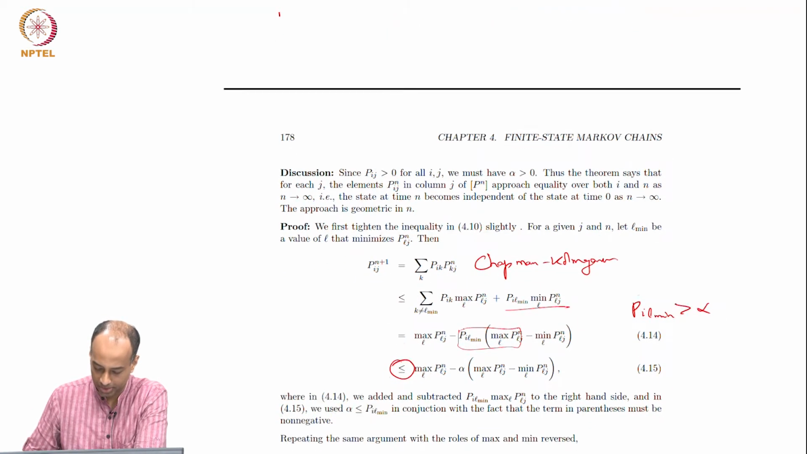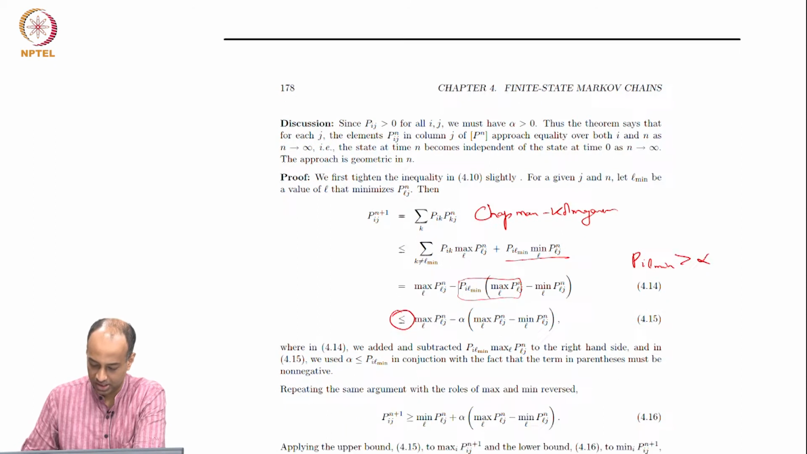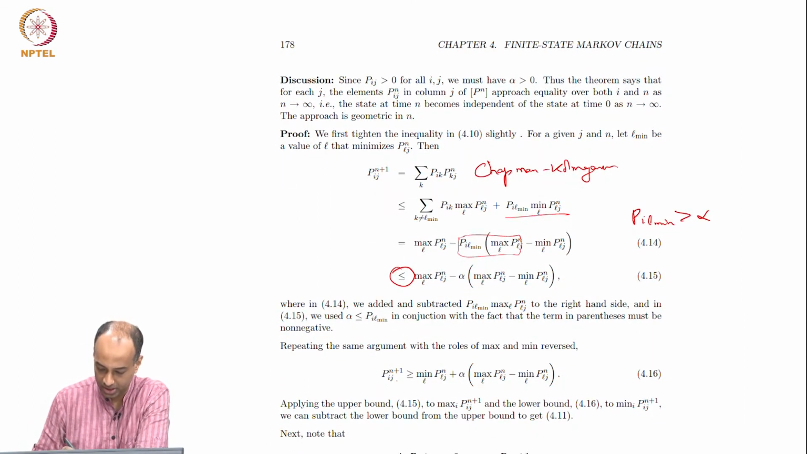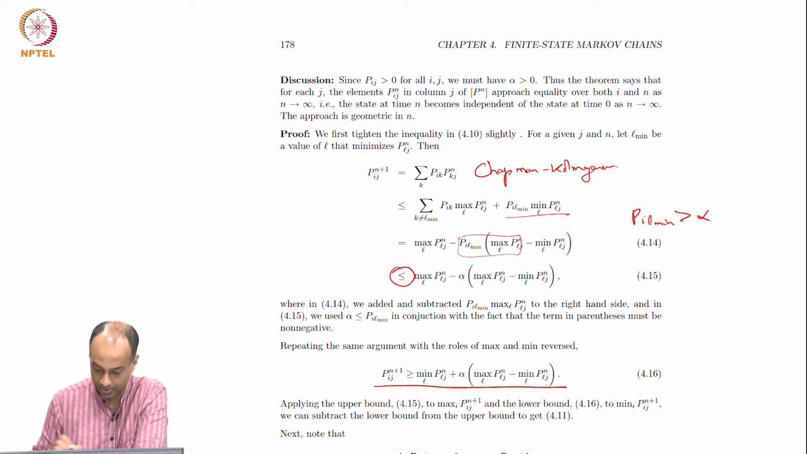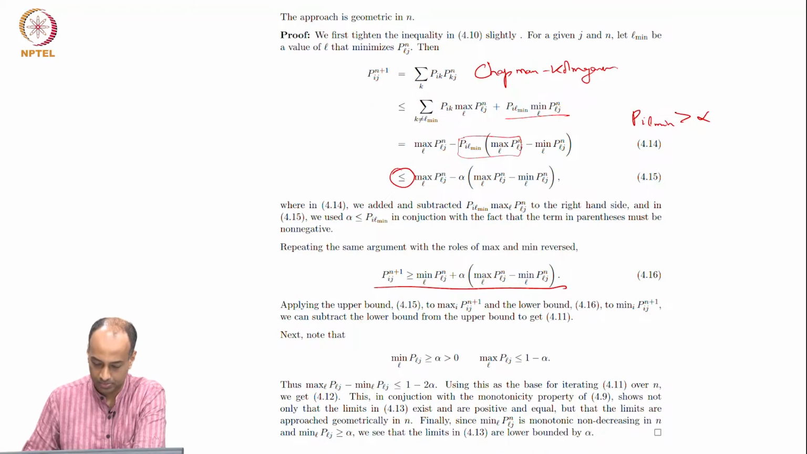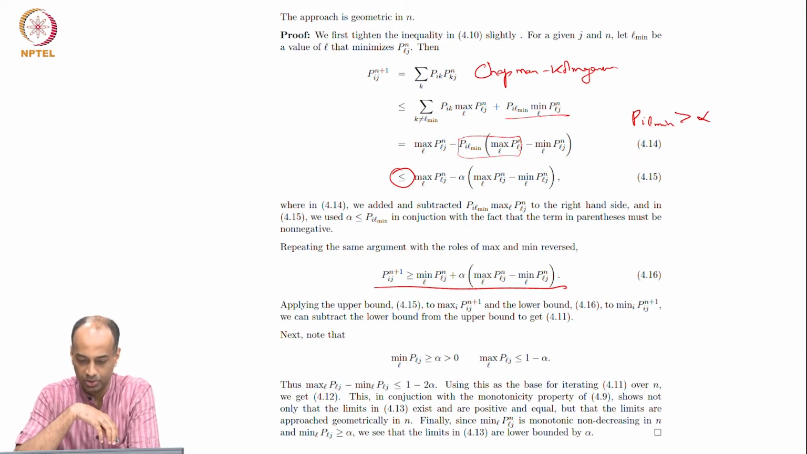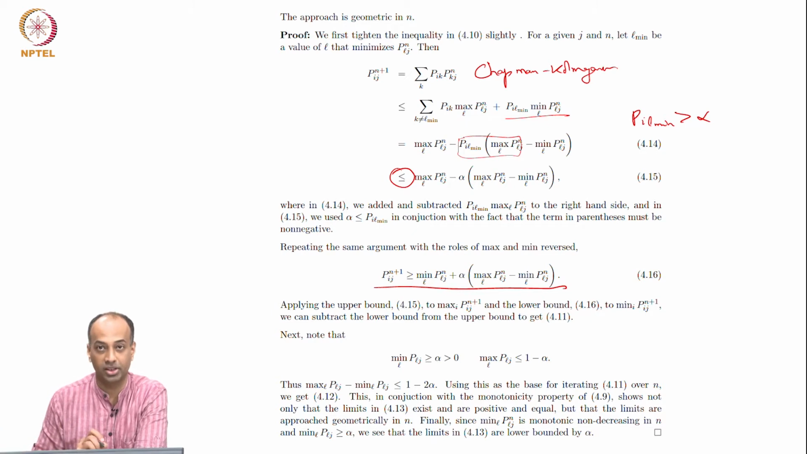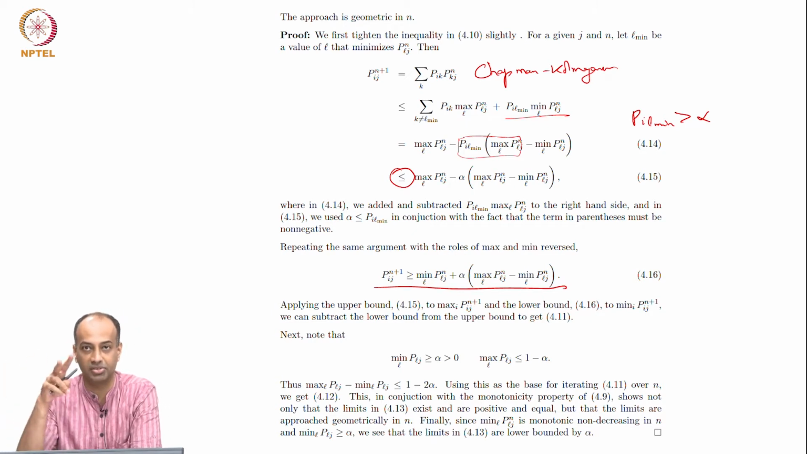Similarly, this is for the max. If you manipulate for the min, you will get this inequality. These are just algebraic steps. You can subtract the two, and from these two inequalities you get the first inequality that you wanted to prove, that there is a geometric reduction in the difference. Then from monotonicity and the fact that the gap is decreasing exponentially fast, you can prove that there is a limit and the limit is strictly positive.